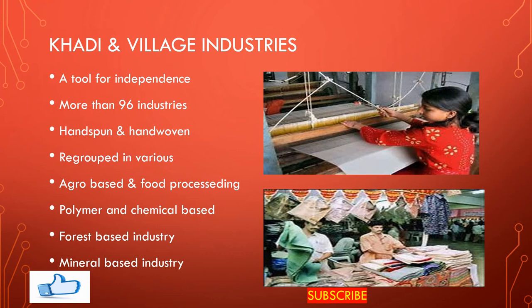This commission has regrouped these industries into agro-based and food processing industries, wherein you have fruit and vegetable processing, pulses processing, edible oil, etc. Then polymer and chemical based industries, wherein you have the soap industry, leather industry, etc. In forest based industry, we have medicinal plant industries, beekeeping industries, etc. Then in mineral based industry, we have limestone, etc. In the pictures on the right side, you can see how these industries work. A girl is weaving cloth, and you can see the finished products in the second picture.